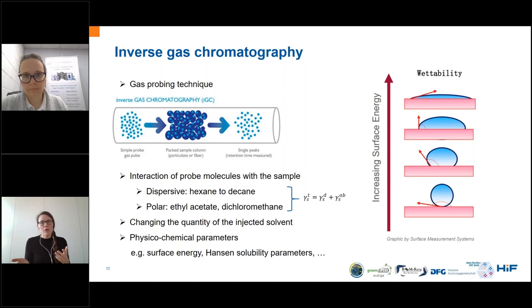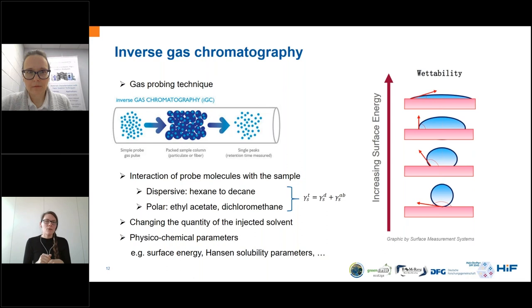For the polar parts, there are also different molecules used. In our case, we use ethyl acetate and dichloromethane to obtain the Lewis acid and Lewis base component, which make up the polar component of the surface energy.